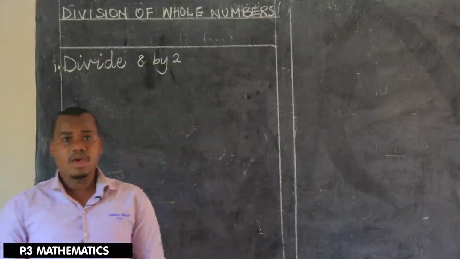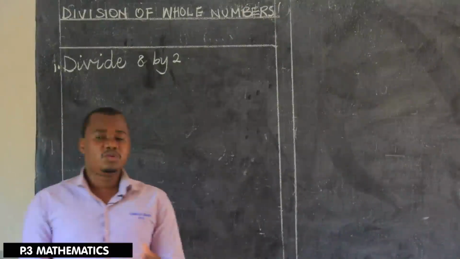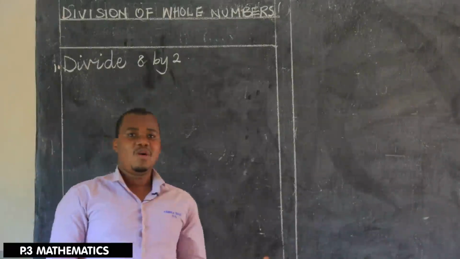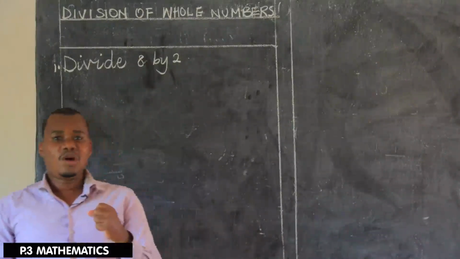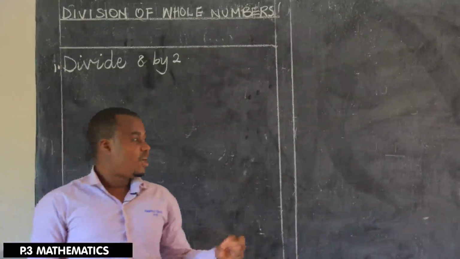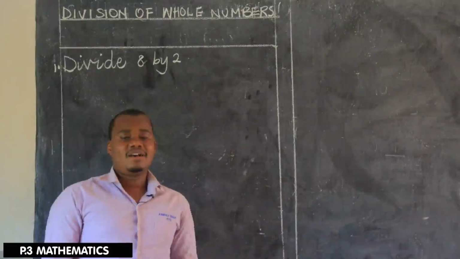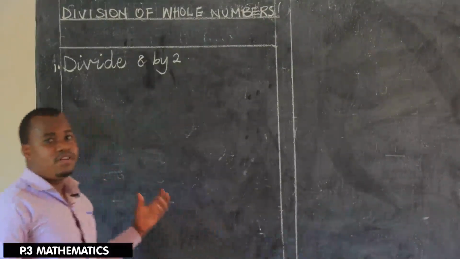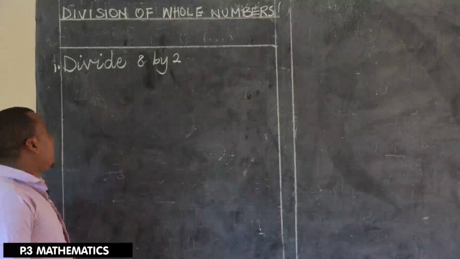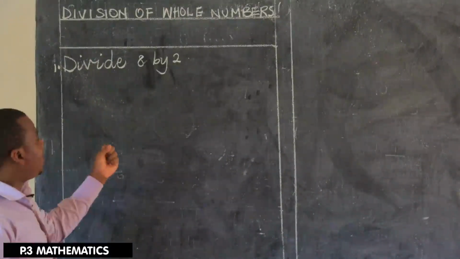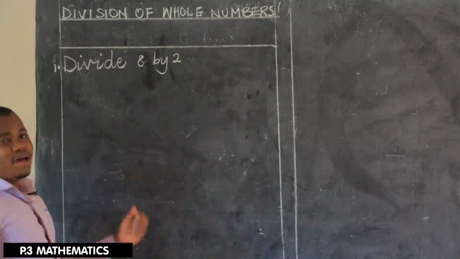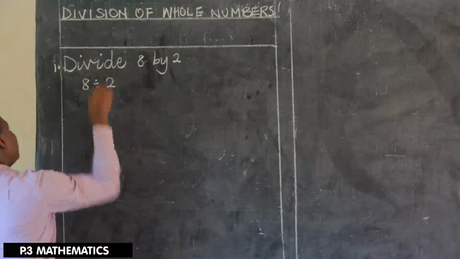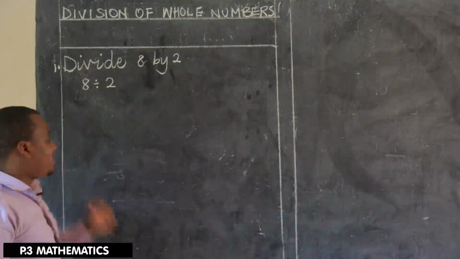And my children, today we are going to look at a new method, in fact new methods of dividing, and that is what we call long division. Then we shall have another method sometime. So how do we use long division to divide numbers? We have here example 1, divide 8 by 2. So when we say 8 by 2, this means 8 divided by 2, if I just write it mathematically like that.